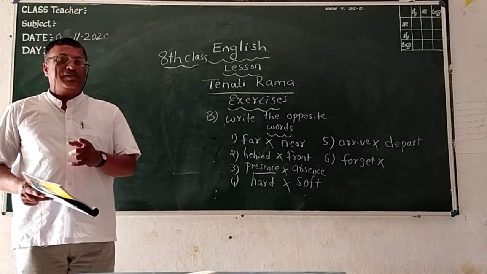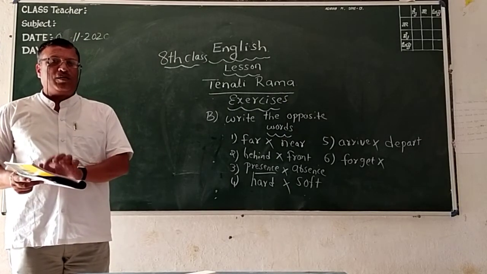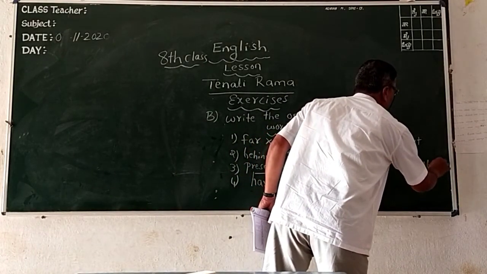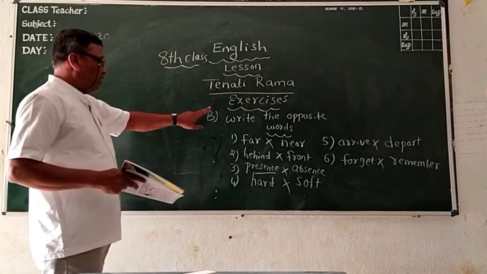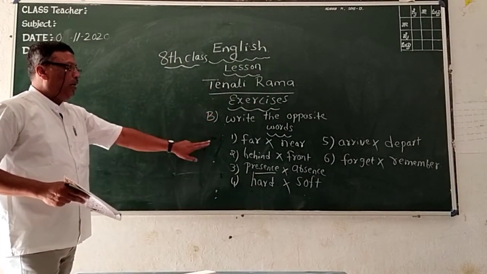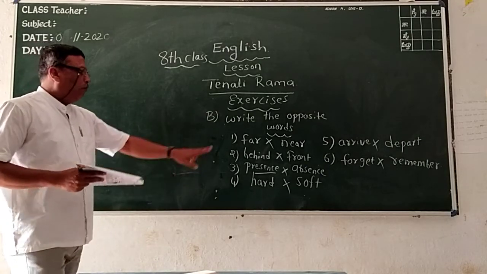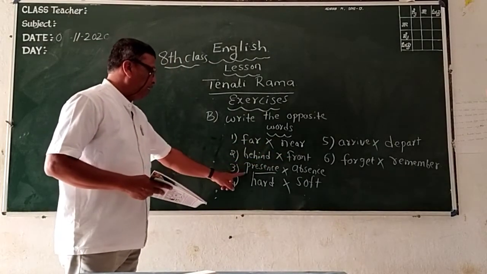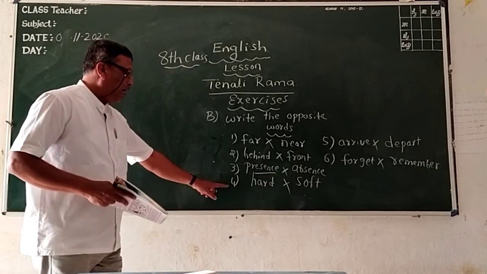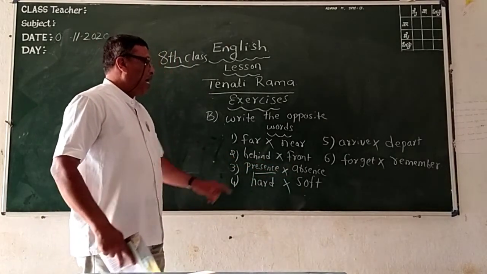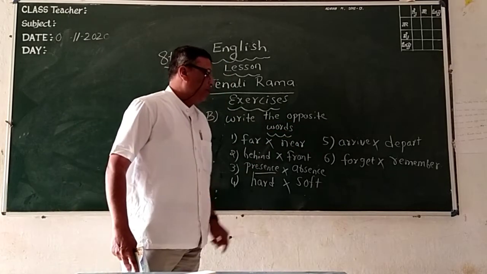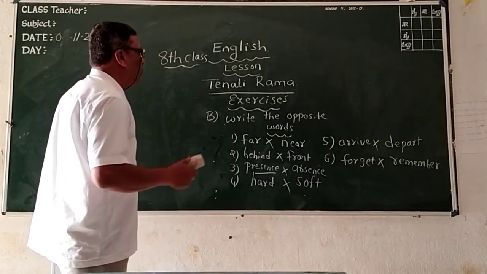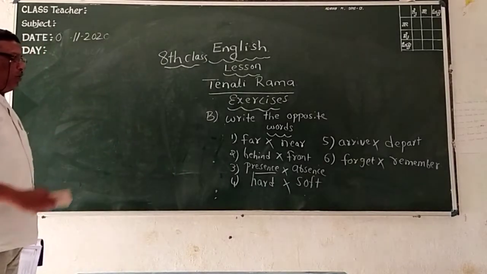Which one? See the box. Remember. So, I am going to read all the opposite words. Far, near. Behind, front. Presence, absence. Hard, soft. Arrive, depart. Forget, remember. These are the words. Now I am going to give you homework. Just go through it.